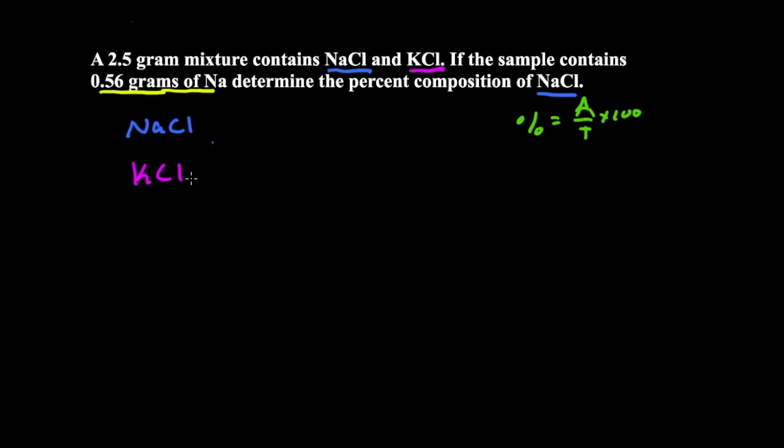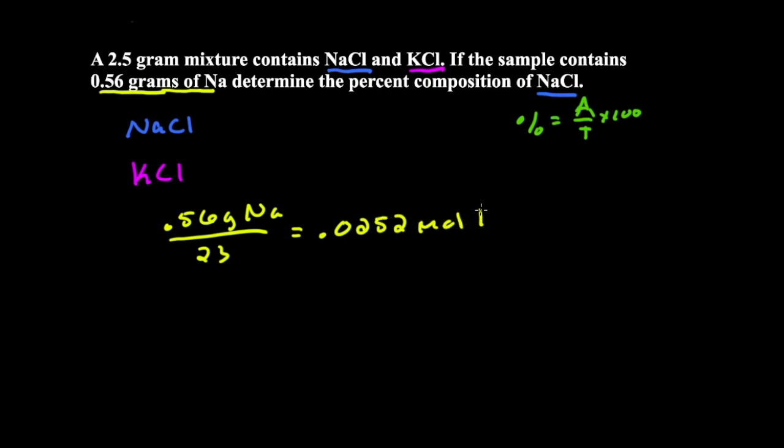Let's take the 0.56 grams of Na, and what I want to do is go from grams to moles. And so I'm going to divide this right here by the molar mass of Na, and that's going to be 23. So I'm going to do 0.56 divided by 23, and I'm going to get 0.0252, and that's going to be moles of Na.